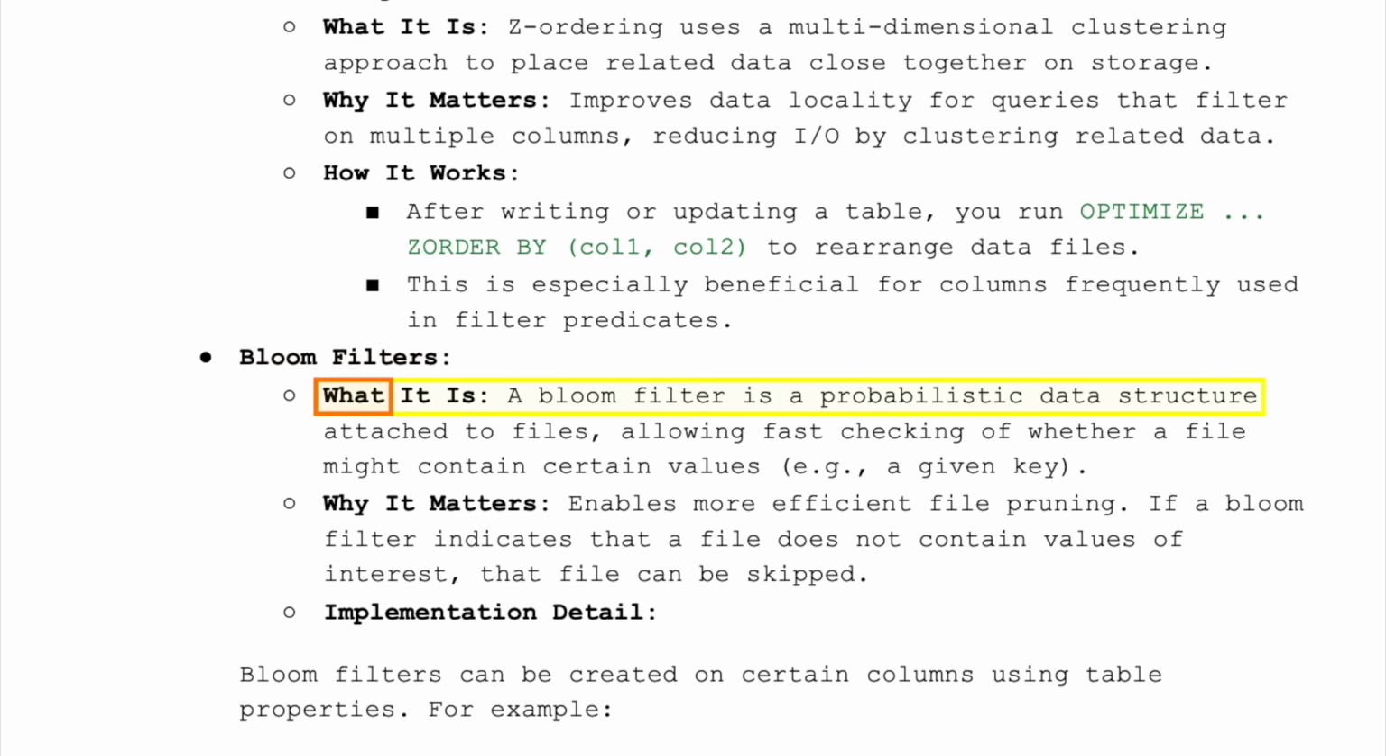Bloom filters. What it is. A Bloom filter is a probabilistic data structure attached to files, allowing fast checking of whether a file might contain certain values, for example, a given key. Why it matters. Enables more efficient file pruning. If a Bloom filter indicates that a file does not contain values of interest, that file can be skipped. Implementation detail. Bloom filters can be created on certain columns using table properties.